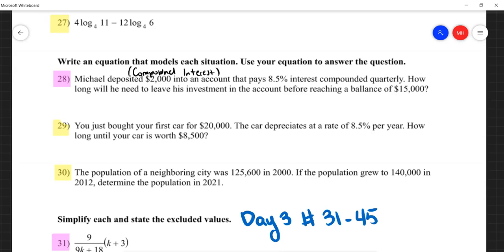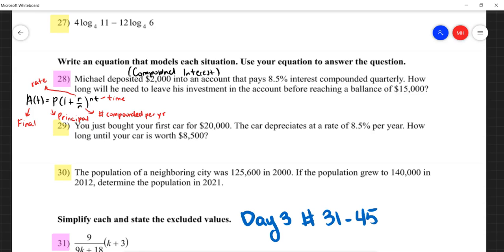And the formula for compound interest is A of t equals P times 1 plus r over n, all to the n times t, where A of t, or A, would be the final amount, P is the principal or initial, t is our time, n is the number of times compounded per year, and r is our rate.